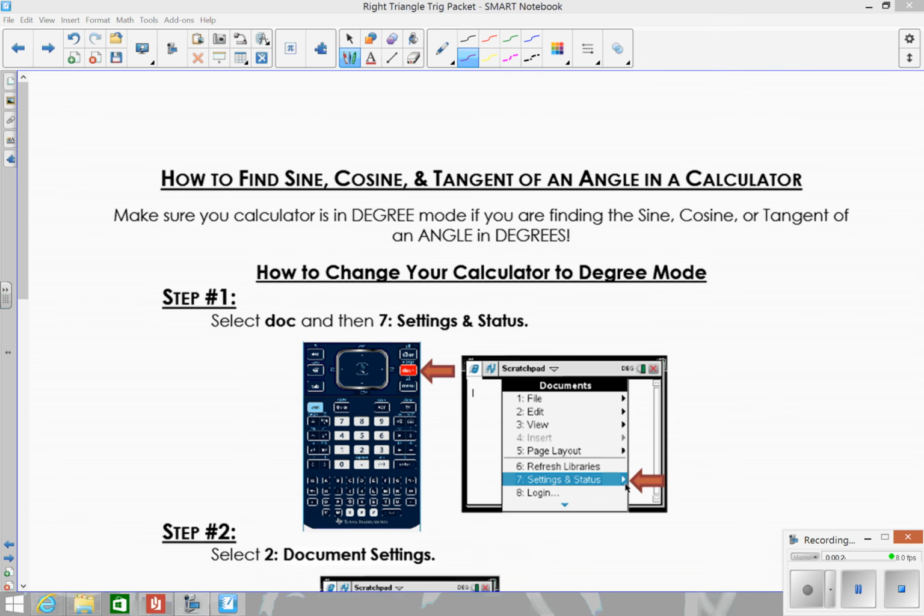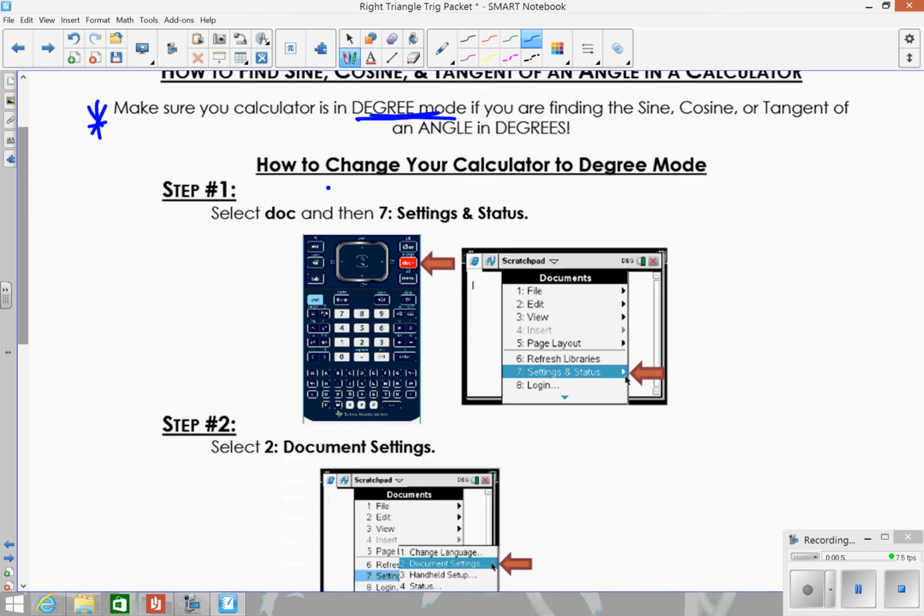So for what we're going to be doing, we're always going to want to make sure our calculator's in degree mode because we're going to be talking about our angles in degrees. So if we're taking sine of 30 degrees, we need to tell our calculator that 30 is in degrees. So that's always going to be your rule of thumb. If you're taking sine, cosine, or tangent of a degree, like 30 degrees, 50 degrees, you always want to make sure that your calculator is in degree mode. So the first thing is going to be how to change your calculator into degree mode.